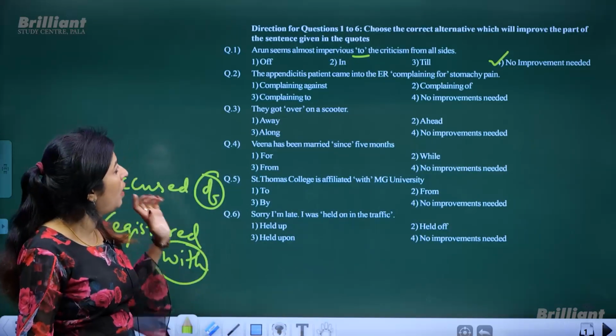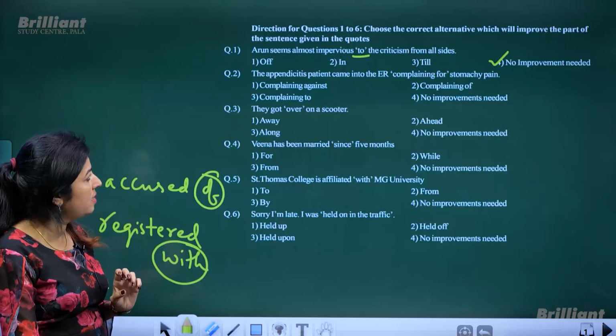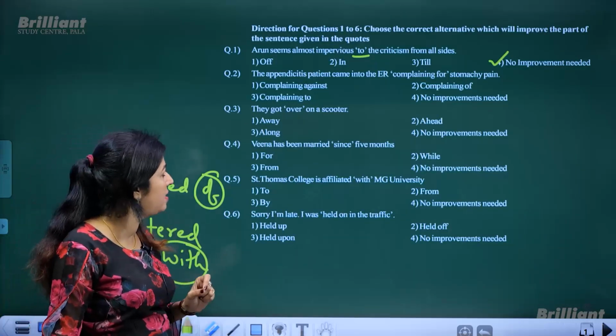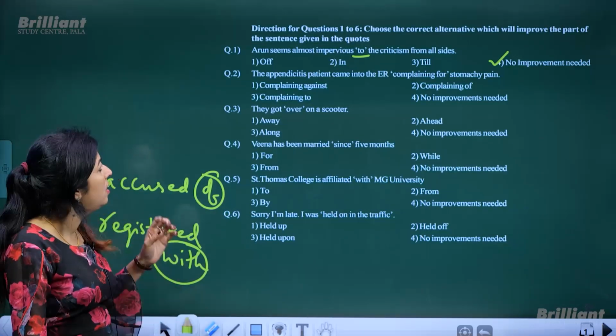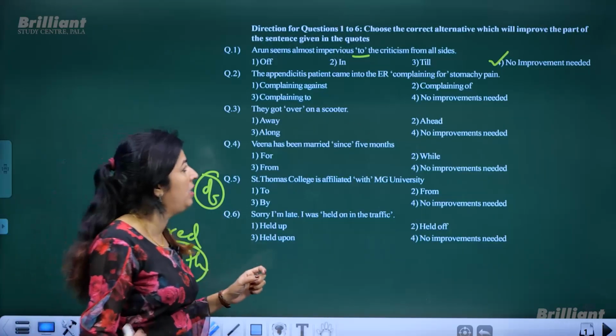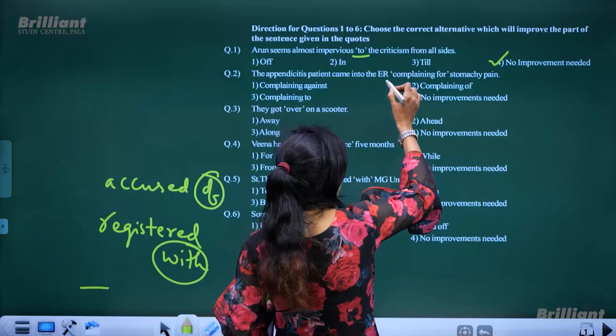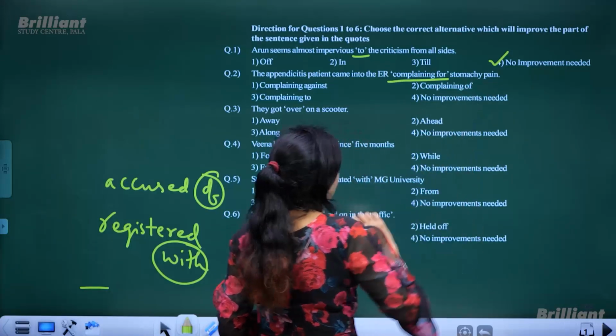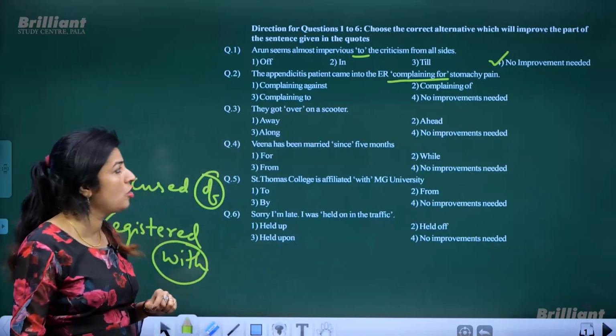All right. Now let us see the second sentence. The appendicitis patient, it's a disease, the appendicitis patient came into the ER complaining for stomach pain. Actually, this is stomach pain. Complaining for stomach pain.